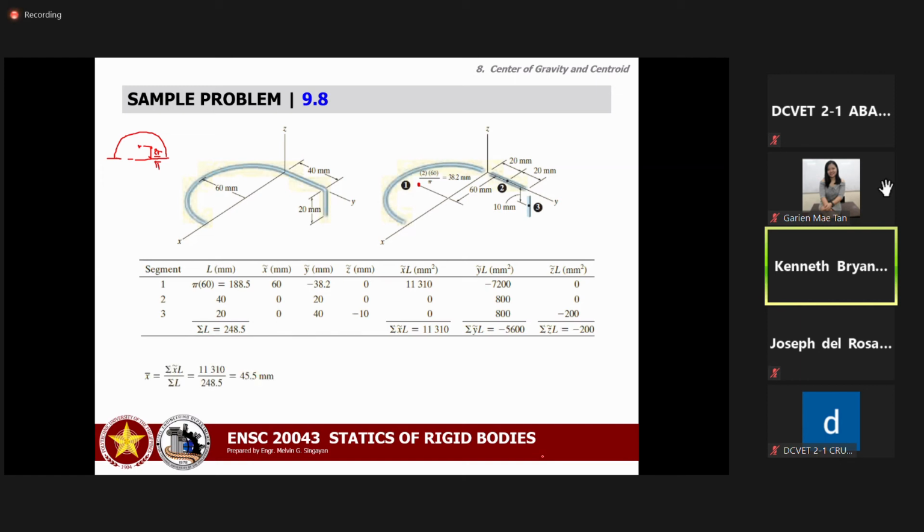Based on the centroid formula, bar x is equal to the summation of x curl times L over the summation of L. So this value here will just be divided by this value here. For bar x, we get 45.5 millimeters. It is the same with bar y and bar z: you just divide the value here by this one. So solve for bar y and bar z.